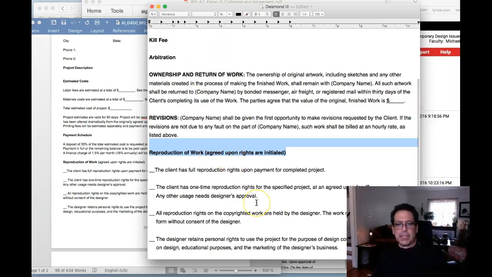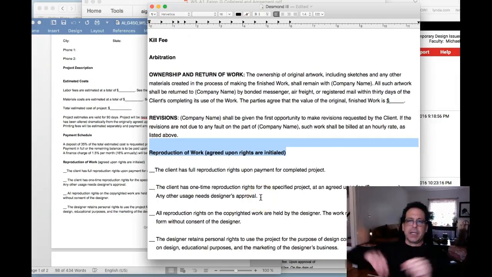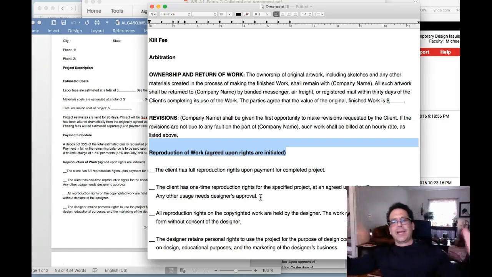I typically try to keep all rights to everything. The client, if you have a smart client, they want to keep all rights to everything. Everything in between is called negotiating.